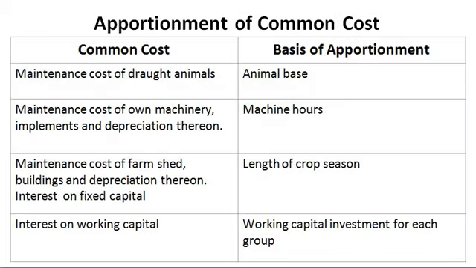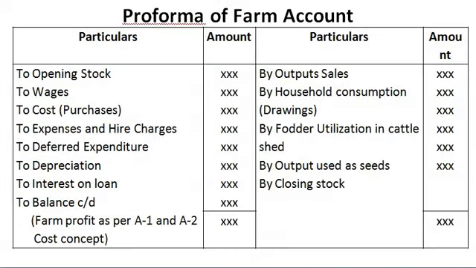Apportionment of common cost. Maintenance cost of draft animals on animal base, maintenance cost of own machinery, implements and depreciation on machine hours, maintenance cost of farm shed, buildings and depreciation, interest on fixed capital on length of crop season, interest on working capital on investment for each group.